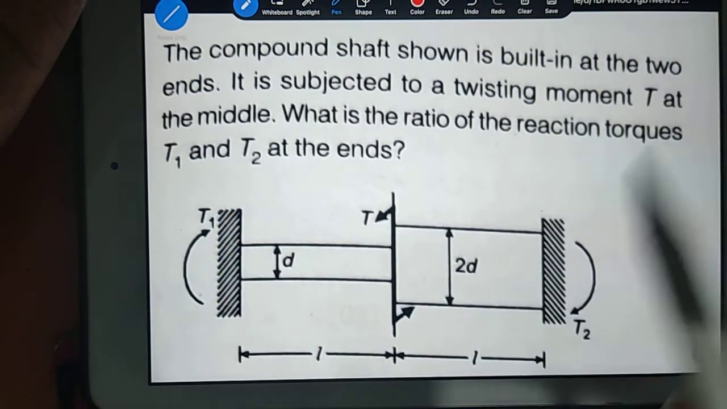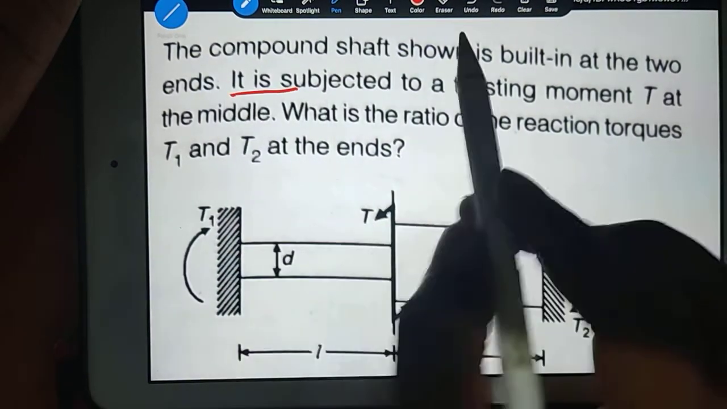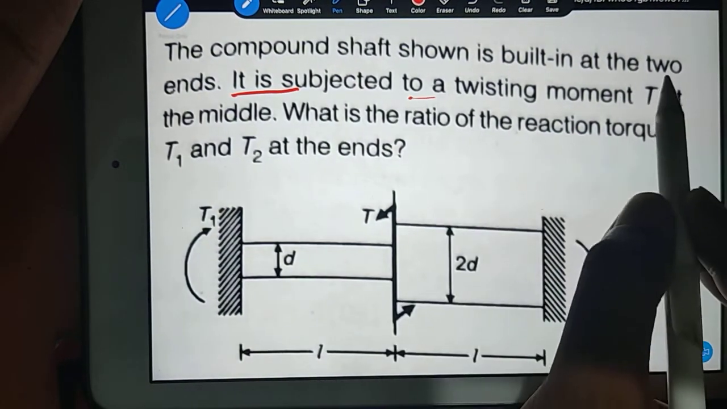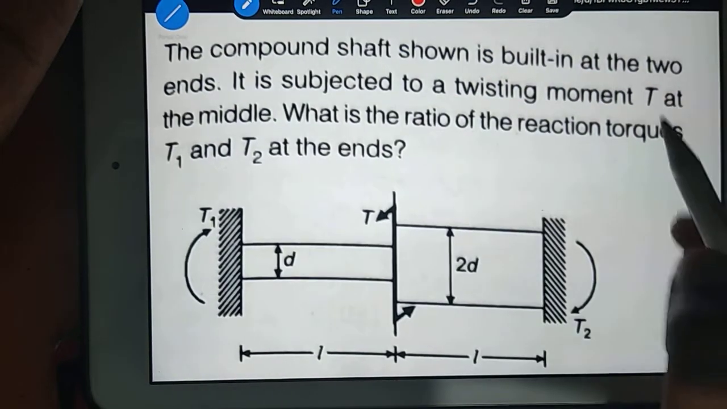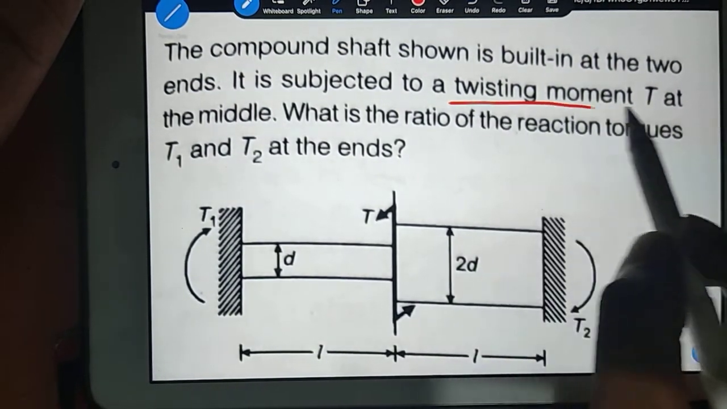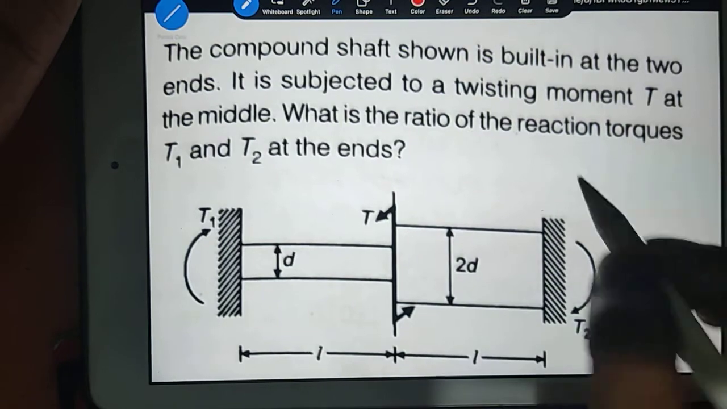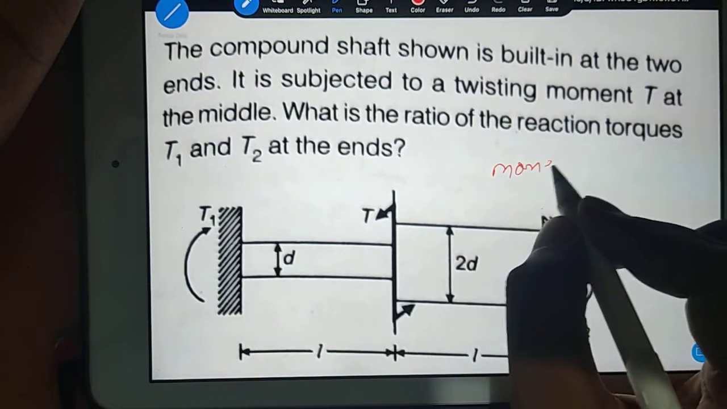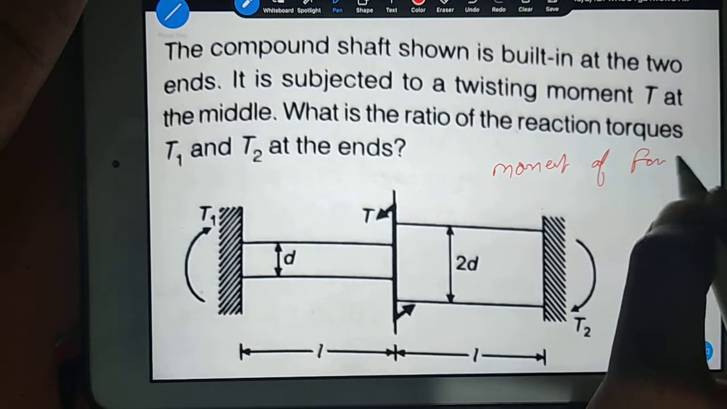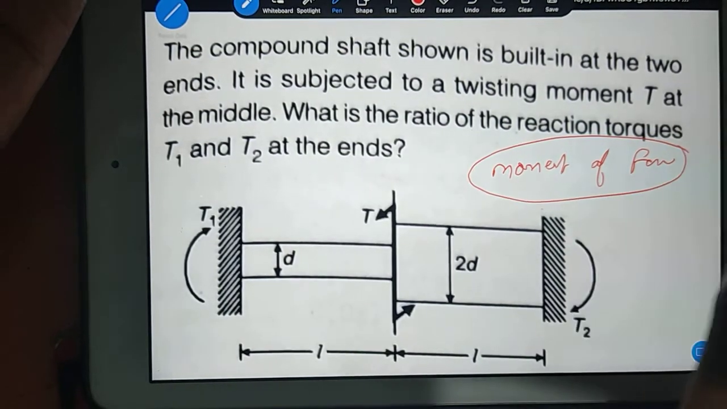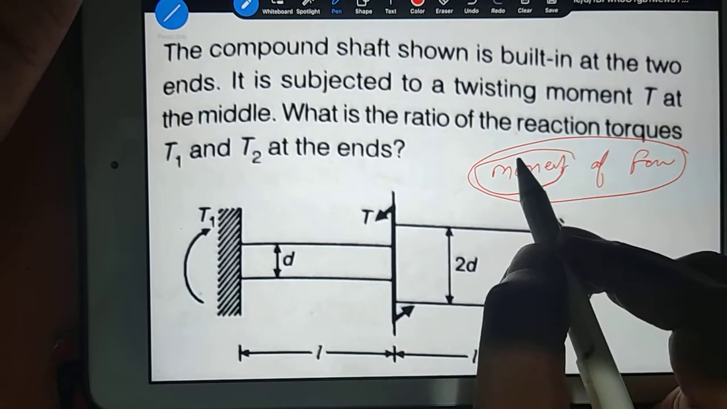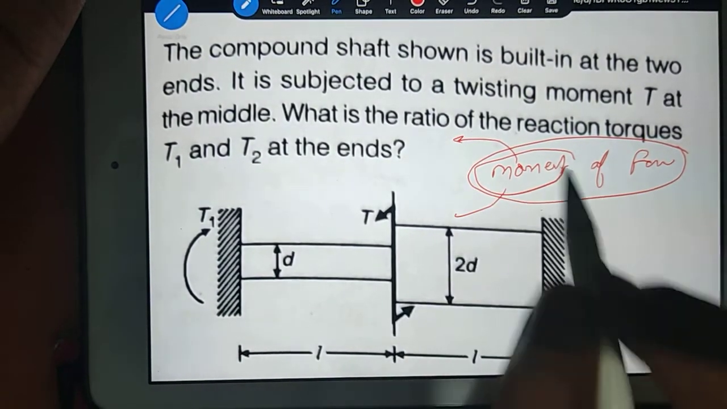Okay, you see it is subjected to a twisting moment T. What I am saying as torque, same thing they are saying as twisting moment. Now see, if you are calculating moment of force, so you may get two types of moment. You can get bending moment and you can get twisting moment.